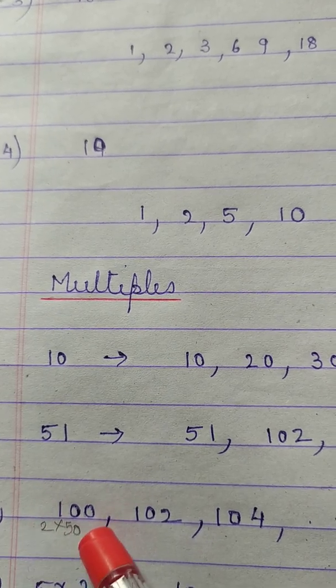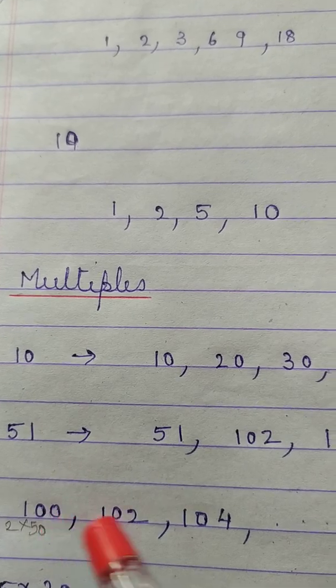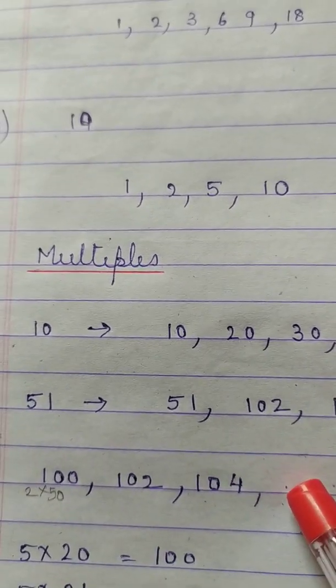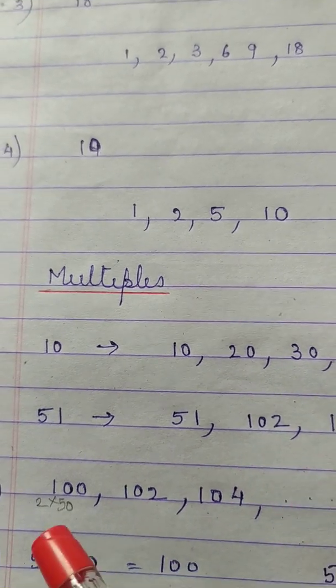2 into 51 is 102. 2 into 52 is 104. So these are the multiples. Okay. Now these are 3-digit. You can write any 3-digit number which are multiples of 2.